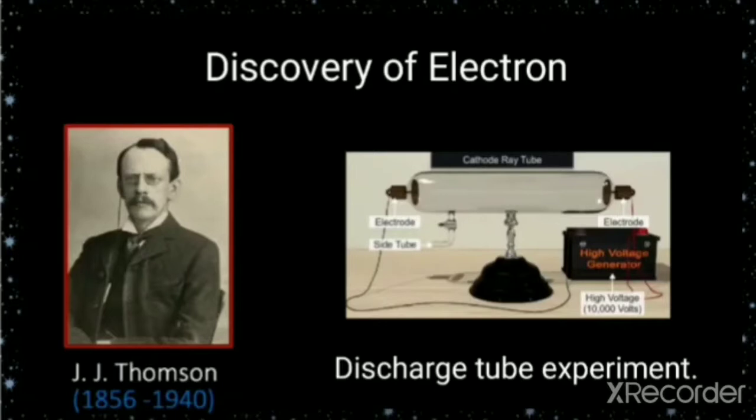Electron was discovered by J.J. Thomson at the end of the 19th century during the studies of passage of electricity through gases at extremely low pressure. These experiments were known as discharge tube experiments. And we know that electrons are negatively charged particles. So, J.J. Thomson was able to discover a negatively charged particle present in the atom called electron.